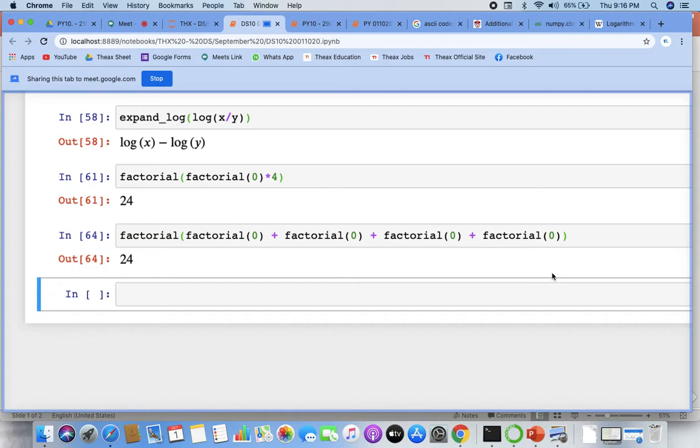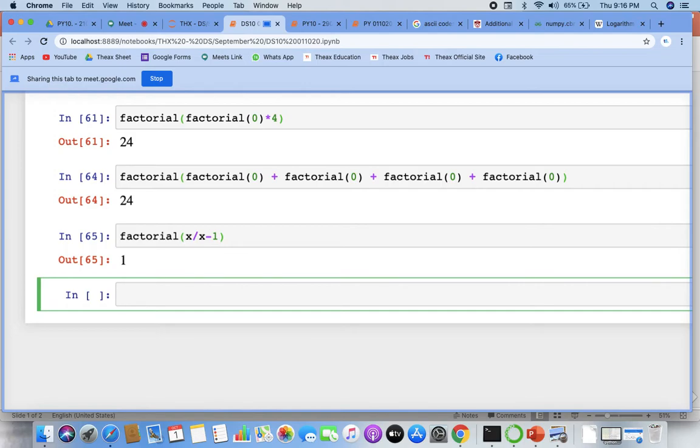So, for finding the factorial of any number, what to use? This function, right? The factorial function to get the factorial of any number. Okay? Nice. So, let's say the factorial of x by x minus 1. Why is it 1? Yeah, why is it 1? x by x is equal to 1, 1 minus 1 is 0, 0 factorial is 1.